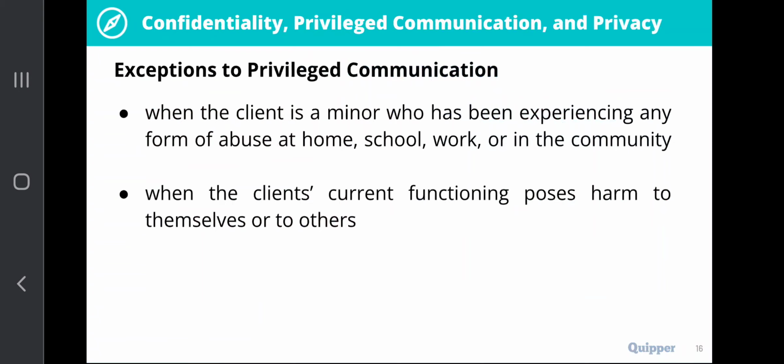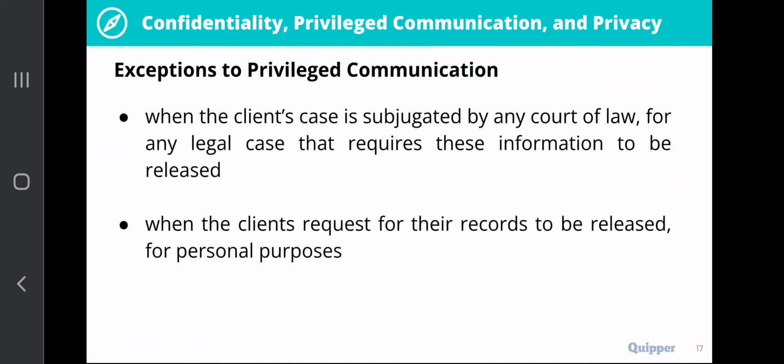Now, here are the exceptions to privileged communication. When the client is a minor who has been experiencing any form of abuse at home, at school, at work, or in the community. When the client's current functioning poses harm to themselves or to others. When the client's case is subpoenaed by any court of law for any legal case that requires this information to be released. When the clients request for their records to be released for personal purposes.